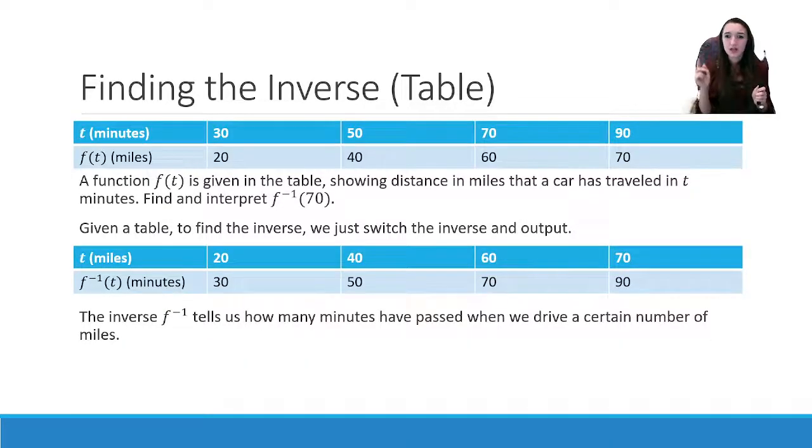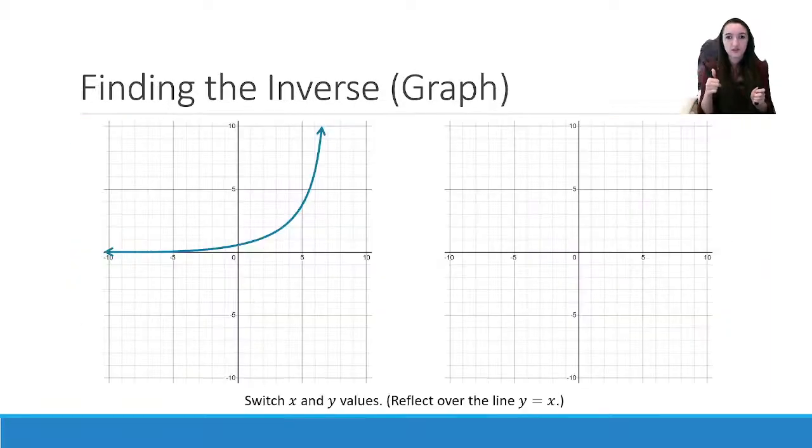For the table, I am switching my x and my y values. That's essentially what's happening. So here, if I take a point on this graph and I switch its x and y values, or if I do that to every single point, that's how I would find the inverse graphically. So, to do that, what you're really doing is you are reflecting your graph over the line y equals x. So that's how to find the inverse graphically: we reflect our graph over the line y equals x.